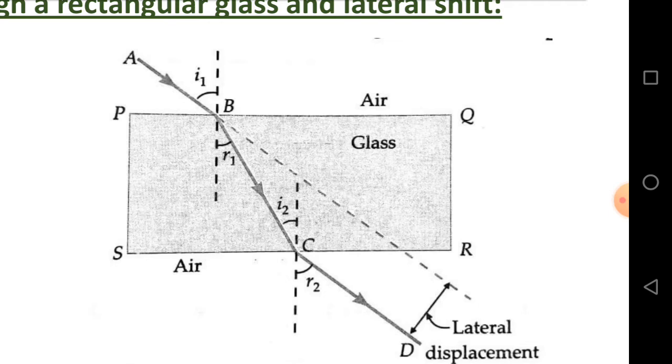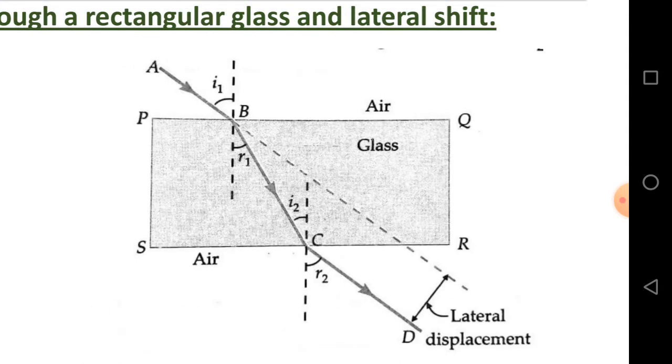Again, for the face SR, BC is the incident ray, the angle of incidence is I2 and CD is the refracted ray, and the angle of refraction is R2. But as a whole, if we consider it, CD is the emergent ray, because after the incident ray enters, the ray CD is emerging from the glass slab, so CD is the emergent ray.